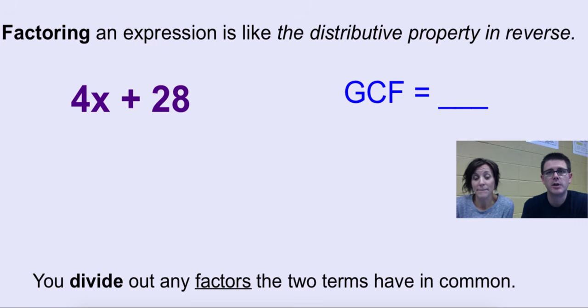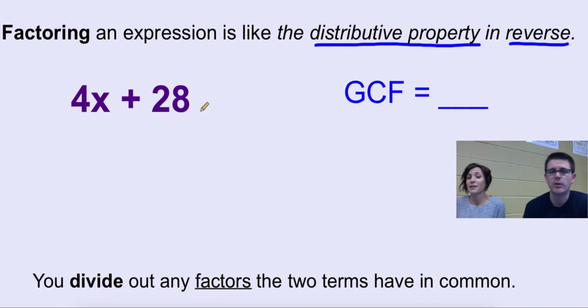So you're going to fill in a little bit in your notes. Factoring an expression is like the distributive property in reverse. So instead of multiplying a number on the outside, we're actually going to pull that number out to the outside. Mrs. King's going to sneeze. Just wait for it.